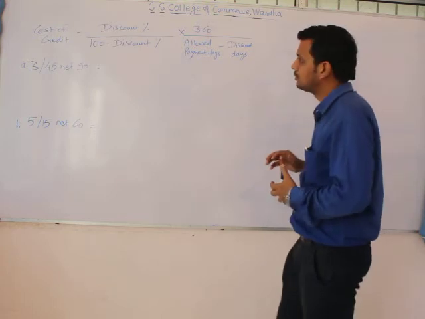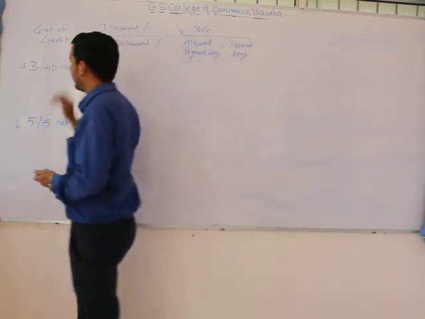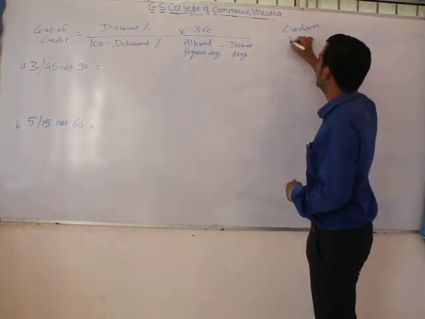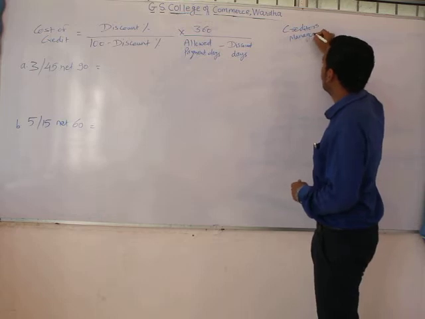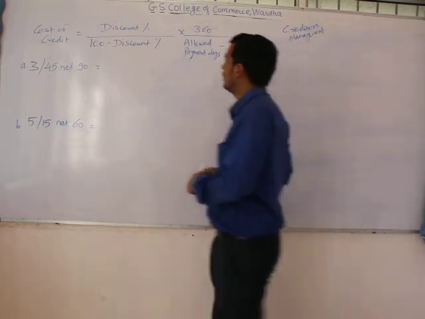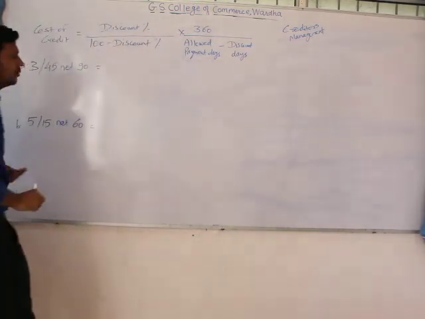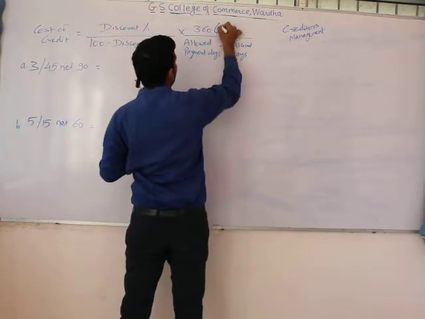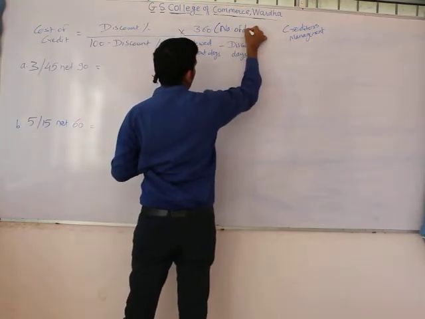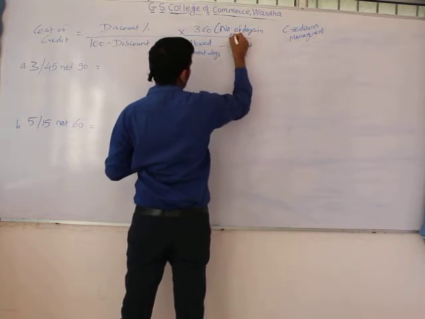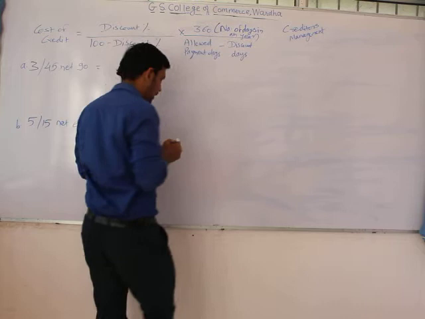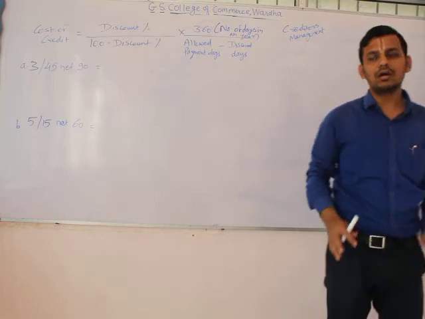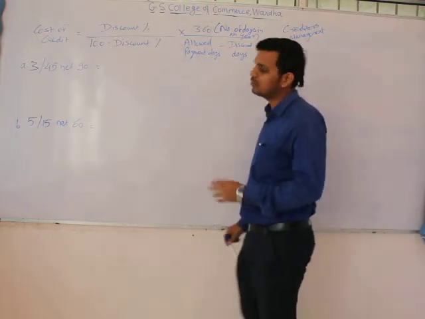So we would see the cost of credit related with creditors management. We are learning this for creditors management. We would use the formula: discount percentage divided by 100 minus discount percent, multiplied by 360, even though you can take it as the number of days in a year, divided by allowed payment days minus discount days which the company is considering to provide to its customers.